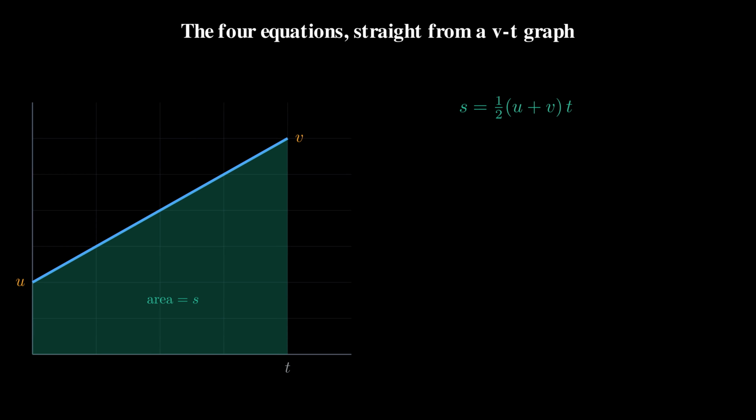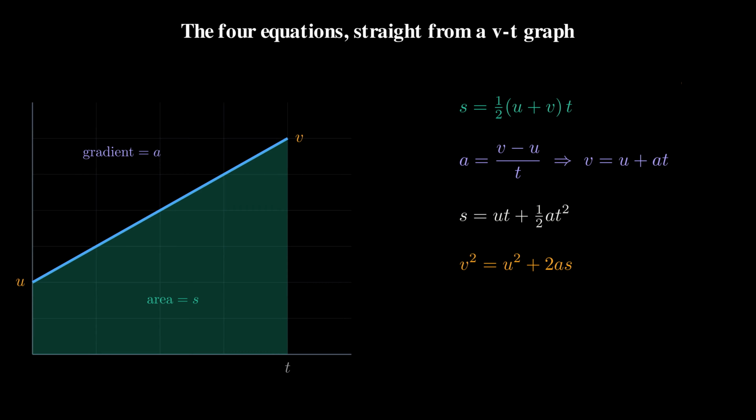That's equation 1. Second, the gradient is the acceleration. v minus u over t. Rearrange, and v equals u plus at. That's equation 2. Now combine them. Substitute v equals u plus at into the first equation, and the algebra tidies to s equals ut plus a half a t squared. Equation 3. And if you eliminate the time between them instead, you get v squared equals u squared plus 2as. Equation 4. The one with no time in it.